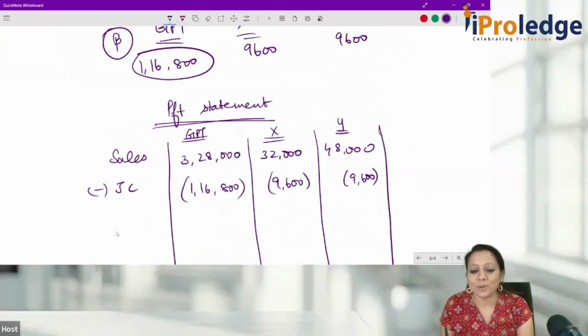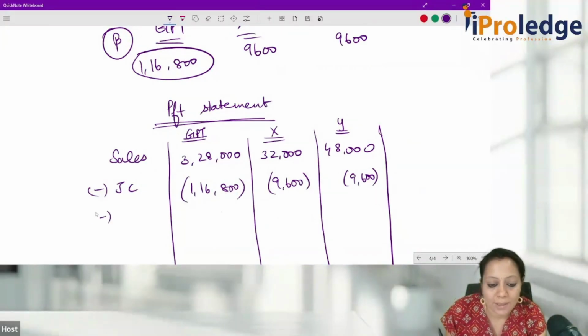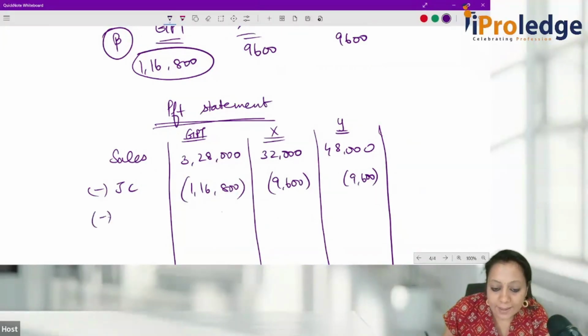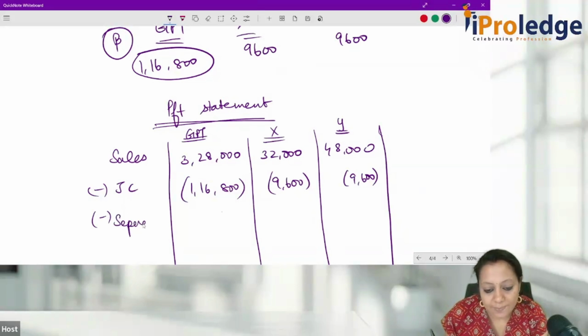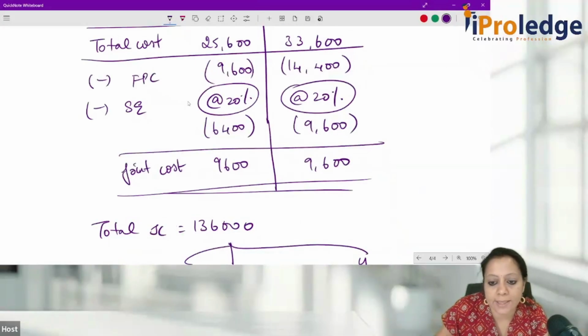Now some students are asking, ma'am, can I directly do profit? They have given percentage. No, they want you to show a statement. So even if we can calculate directly here, you should not. So minus separate cost, or you can call it further processing cost also. You all can see this, 9,600 and 14,400.